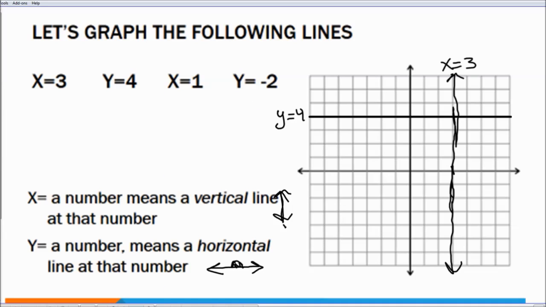So x equals 1, that's going to be a vertical line, and that vertical line is going to be 1 unit to the right. So there's x equals 1. Y equals negative 2 is horizontal and down 2. So there it is, and I'll get these labeled up so you can see them here. And it's a good practice to label them. So y equals -2 and x equals 1. Okay, we're going to be reviewing this more and more throughout the lesson today, so you can see how to do these a little better.